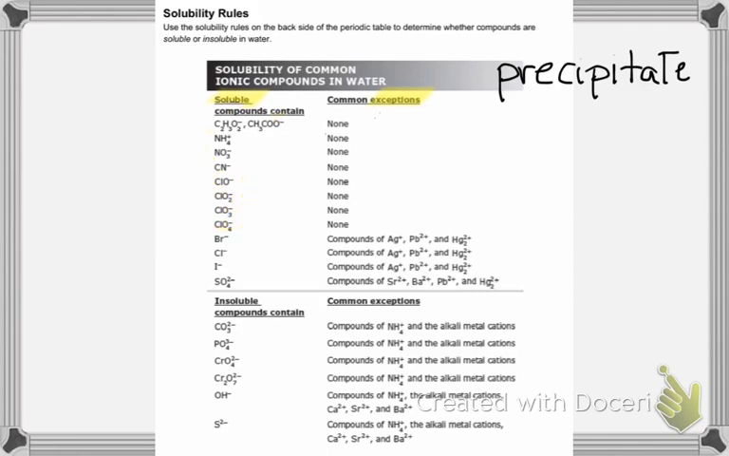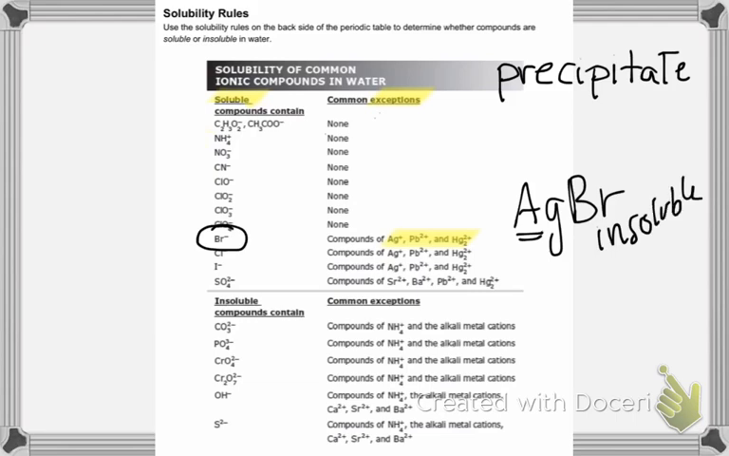Now, bromine, chlorine, iodine, and sulfate are also soluble, except when they are bound to these guys. So, for example, silver bromide. Bromine is normally always soluble, but because silver is now bound to it, it now becomes insoluble.